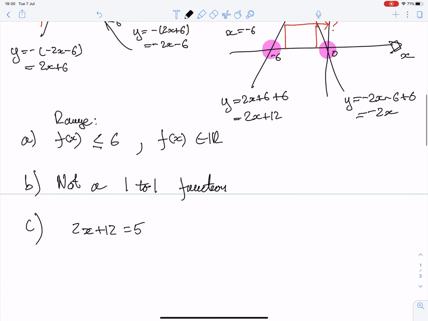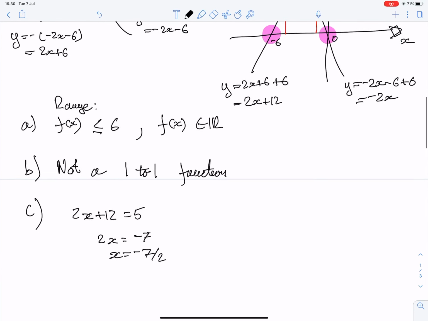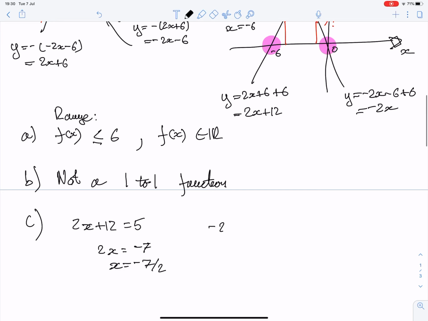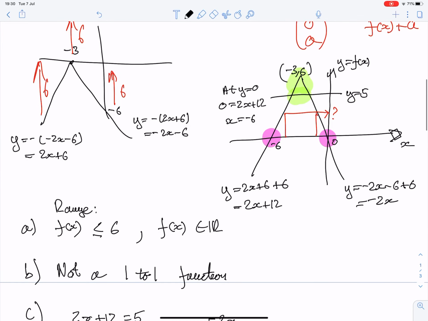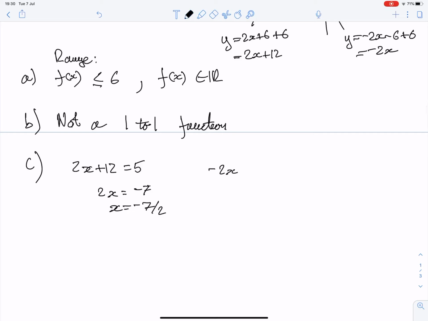So 2x equals negative 7, x equals negative 7 over 2. Here, y equals minus 2x on the right hand side, so we've got the equation of this line, y equals negative 2x, and at this point it must equal 5. So negative 2x equals 5, x equals negative 5 over 2.